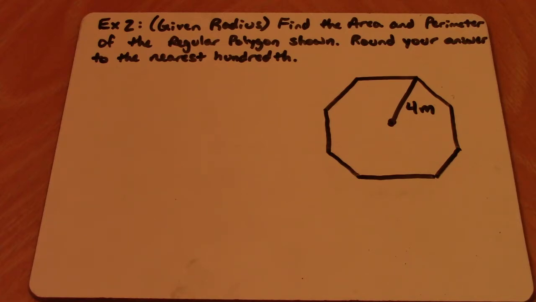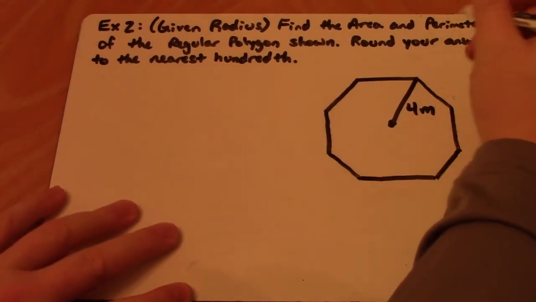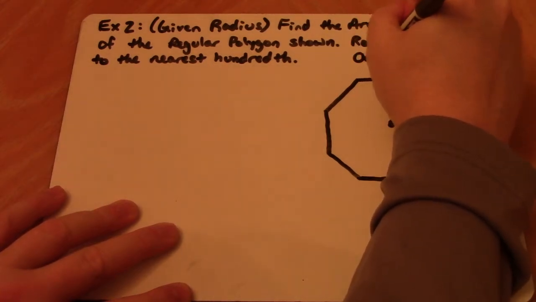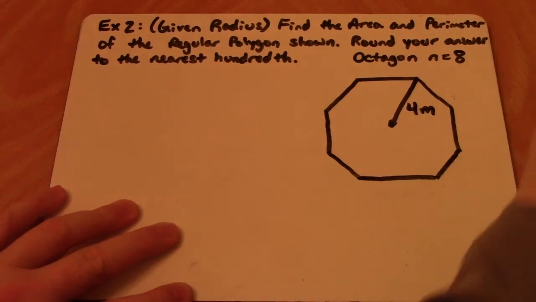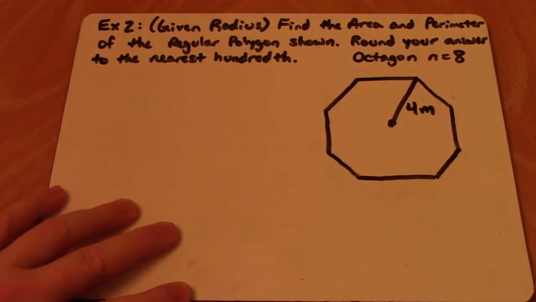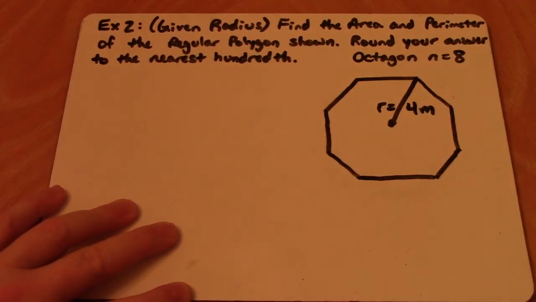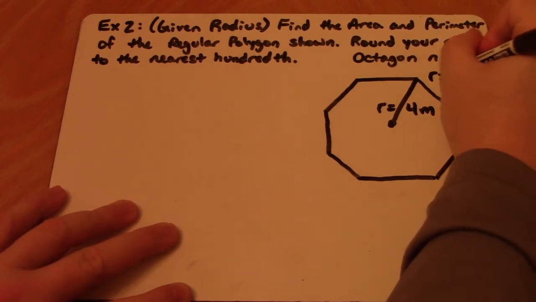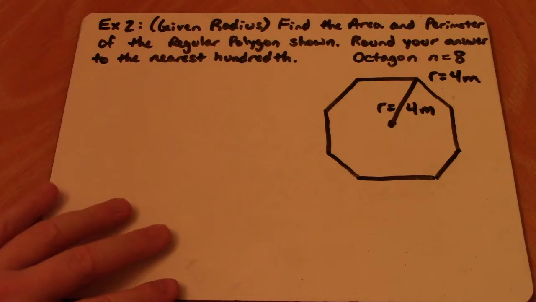Once again, to start the problem, you will always know two things. One, you'll be able to tell what shape it is. In this case, it's an octagon, which means n is 8. That's the first thing that we know just from the picture. The second thing we know is that the value we're given in this problem connects the center to a vertex. That means our radius is 4 meters. So we know the number of sides and the radius.